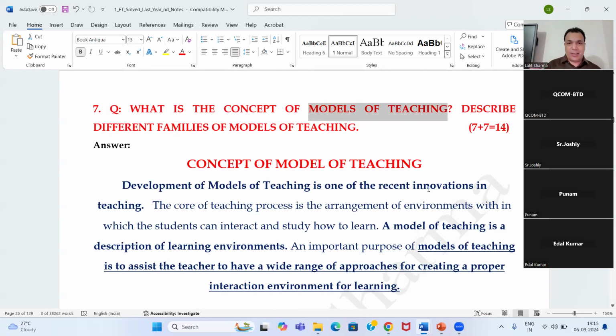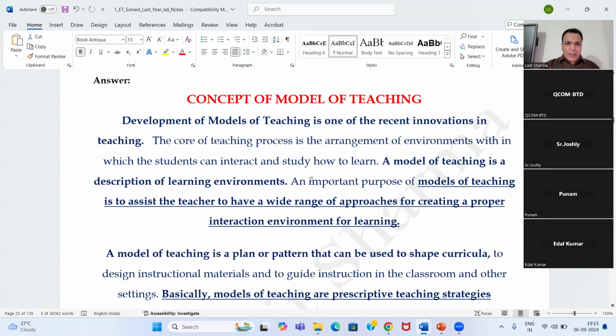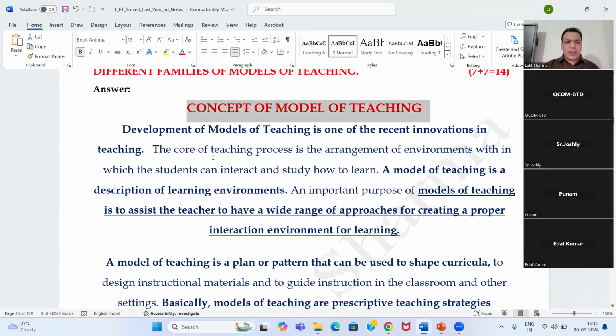Model of teaching means how you teach the student, how you plan, how you make strategy, how you have to deliver the content in front of the students. This is the concept of models of teaching.